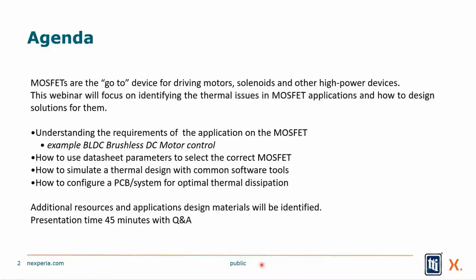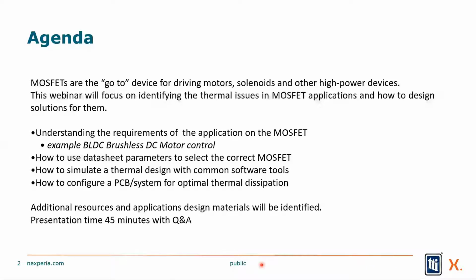So here's what we'll do. We're going to learn how to understand the requirements of an application on MOSFETs. We could talk theoretically, but it really works better if we use an exact application. So I've picked one here, brushless DC motor control, as used like in power tools and vacuum cleaners and things like that. It's very common, but it allows you to see in a real world example how all these thermal things work. So we'll talk about that, but of course, these theories apply to any application where you're using MOSFETs.